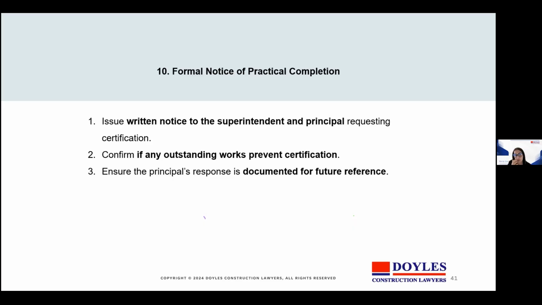A formal notice of practical completion. This is an important and significant one. It's important to issue the written notice to the superintendent and principal requesting certification. Confirm if any outstanding works prevent certification, and ensure the principal's response is documented for future reference. So practical completion must be formally requested and responded to. Silence or informal acceptance creates risk.